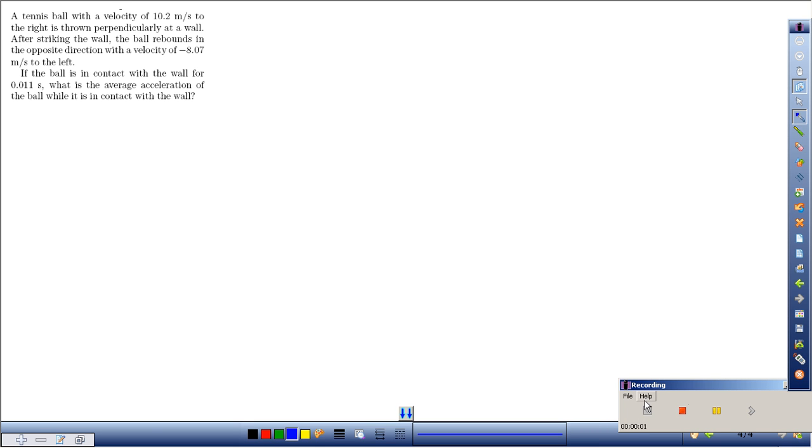This is homework number 3, question number 8, a tricky one. A tennis ball with a velocity of 10.2 meters per second to the right is thrown perpendicularly at a wall. After striking the wall, the ball rebounds in the opposite direction with a velocity of negative 8.07 meters per second to the left. If the ball is in contact with the wall for 0.011 seconds, what is the average acceleration of the ball while it is in contact with the wall?